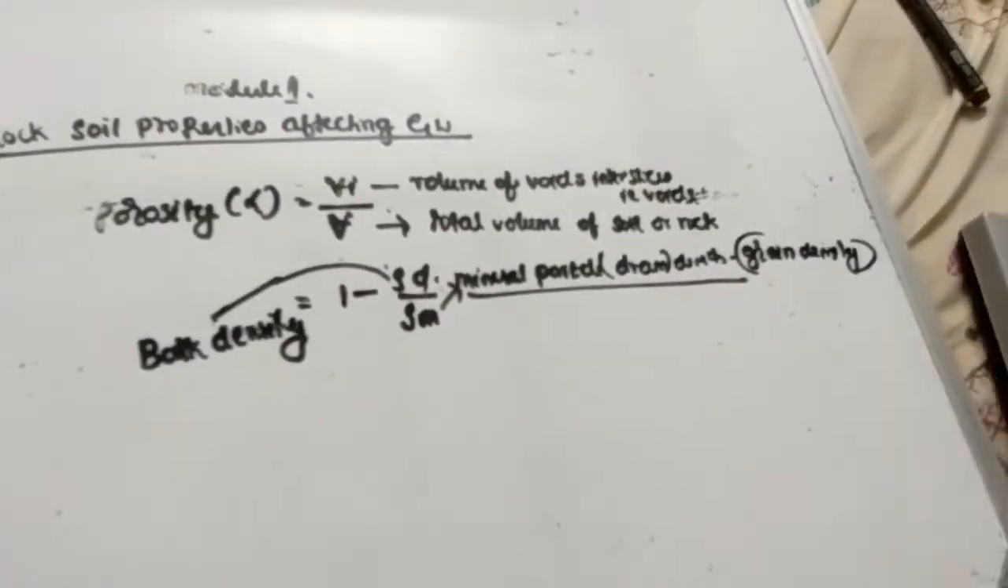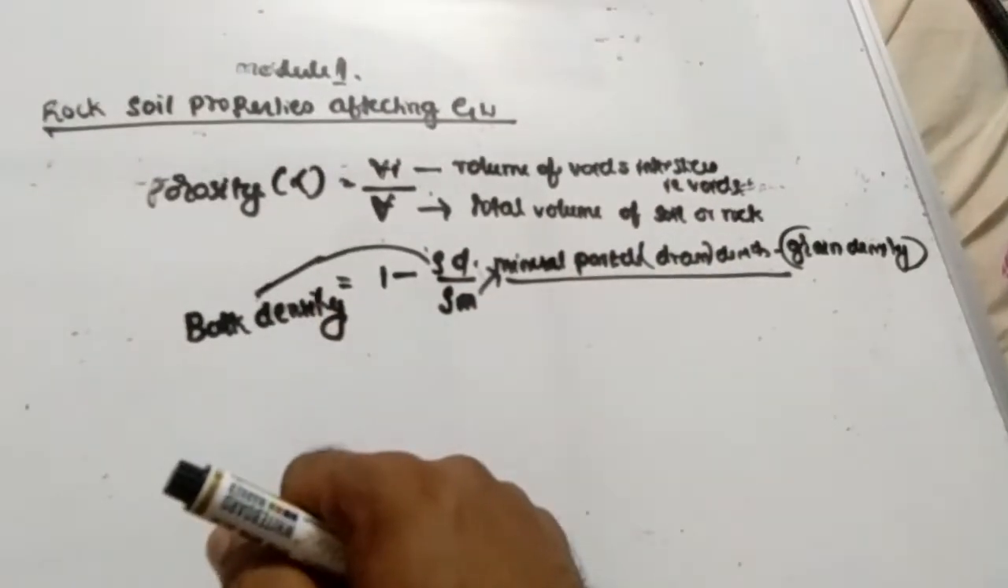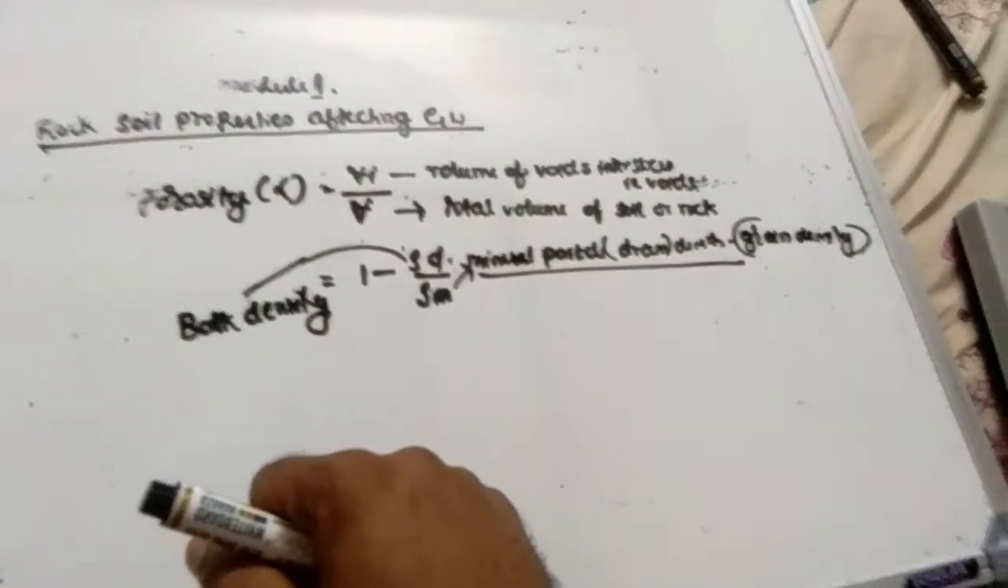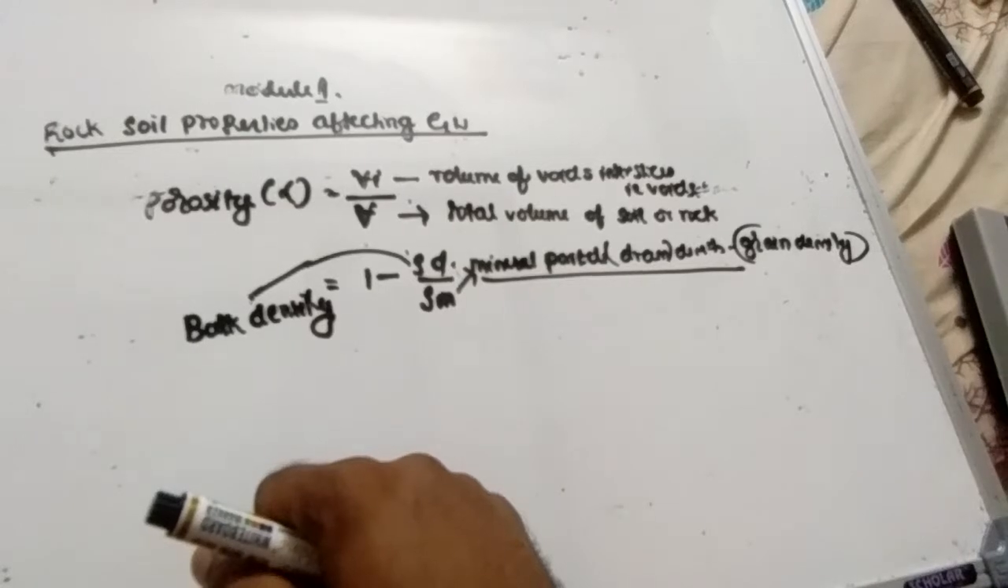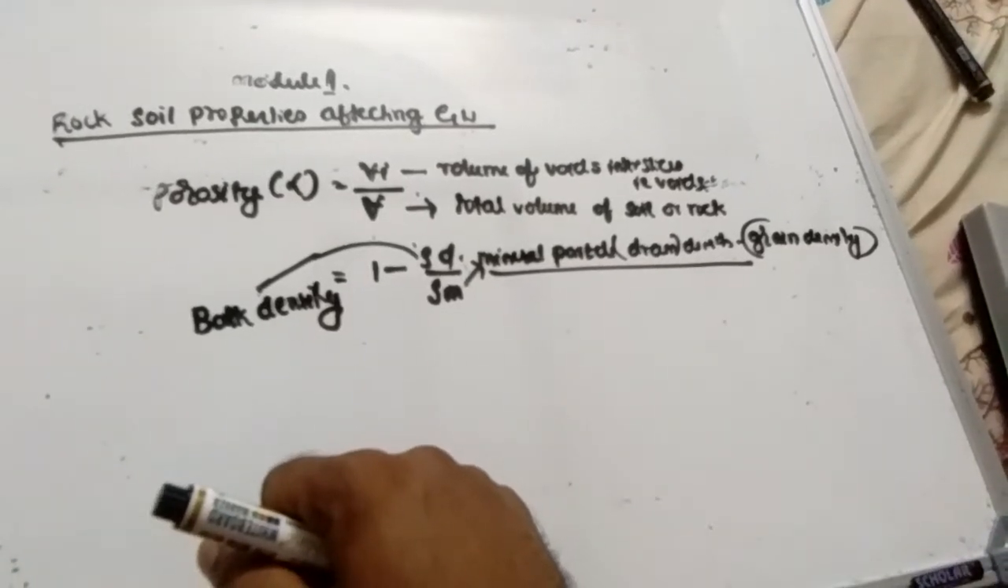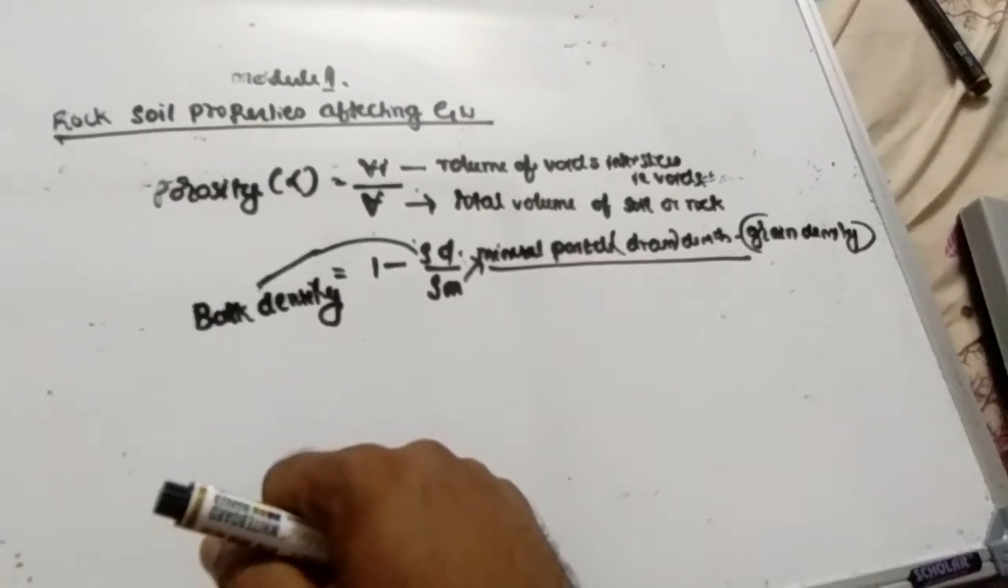Grain density depends on whether the void spaces are primary or secondary, so we can also define primary porosity and secondary porosity.